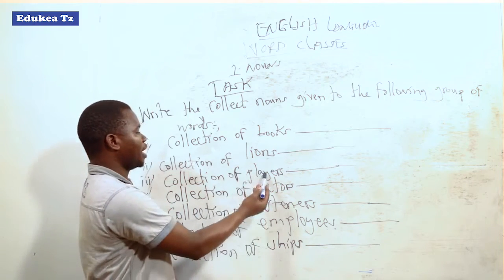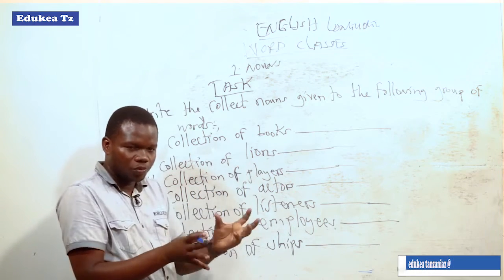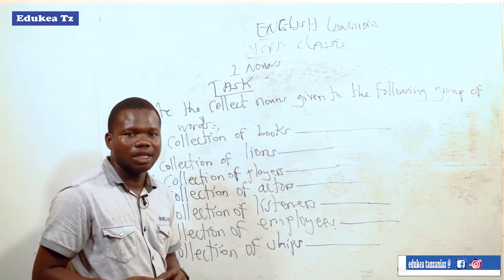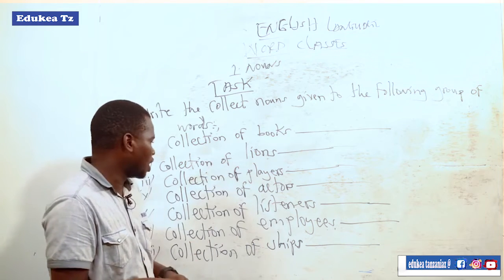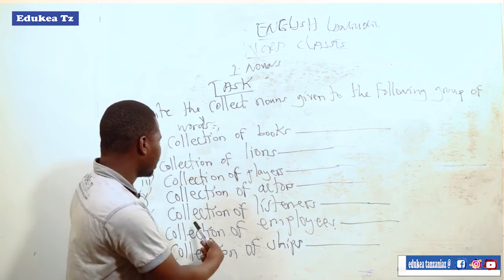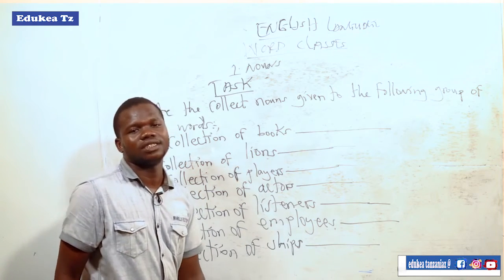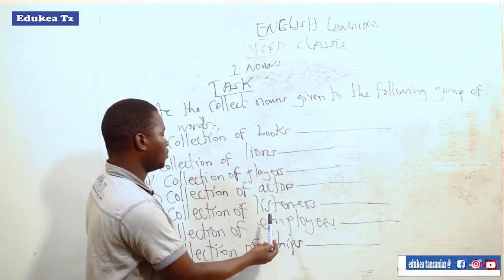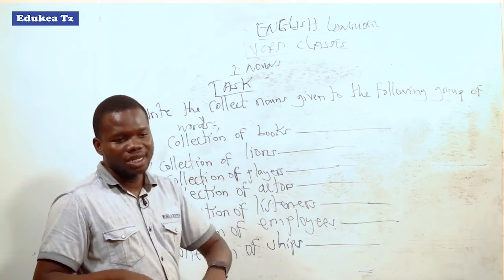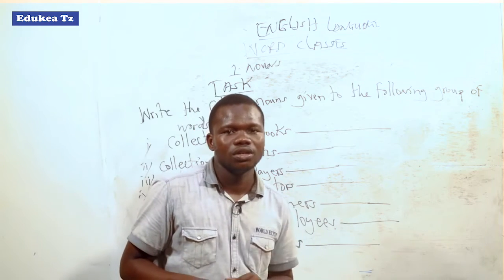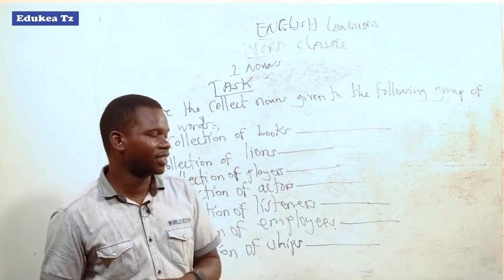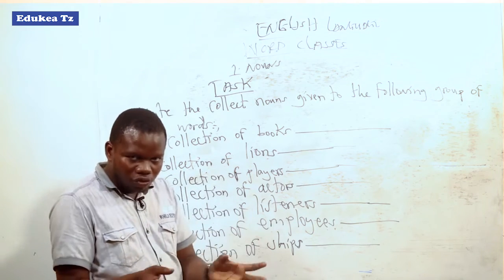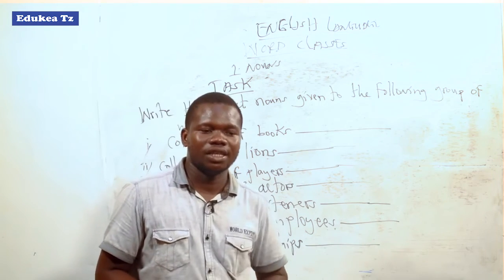Again, we have collection of players. What is the name given to the group of players? Collection of actors or actresses is another question. We have to find out the name given to that collection of actors. Again, collection of listeners, listeners as a group. What is the name given to that group? Collection of employees, employees together, for example in the school and other organizations. Again, collection of ships, ships as a group together. What is the name given to them?